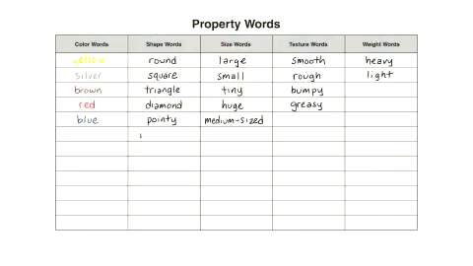Review the shape words on the property words chart with the class. The students may offer formal names such as rectangle and circle, and less formal descriptions such as curvy or star-shaped. Accept all suggestions and add any new descriptions to the list.